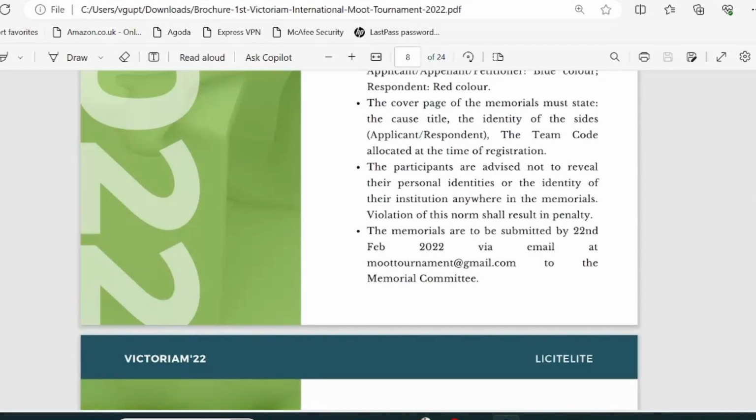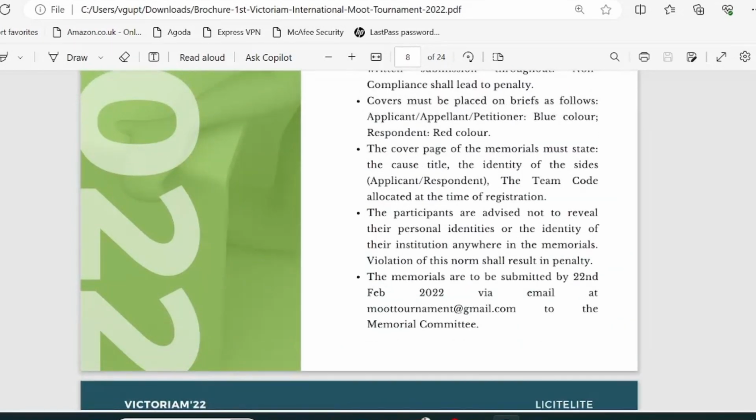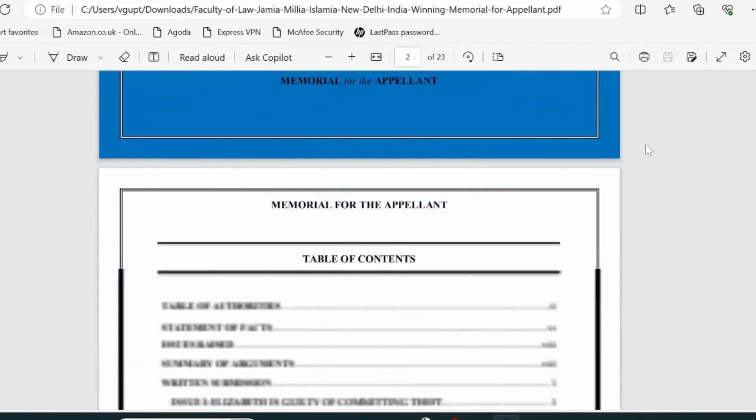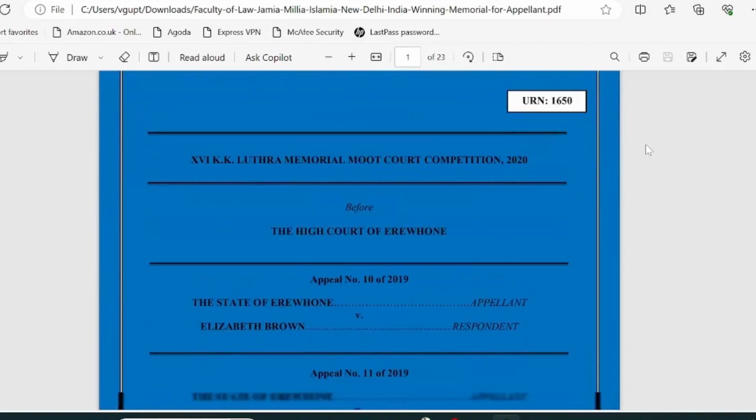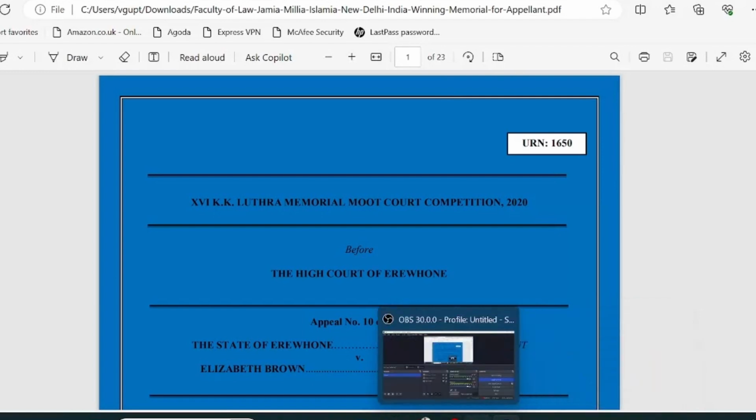Moving on, the parties are advised not to reveal their respective personal identities or the identity of their institution anywhere in the memorials. Violation of this norm shall result in penalty. So we are not allowed to mention it anywhere कि हम किस कोर्ट की तरफ से. यहाँ पर भी it's only here you can see faculty of Jamia Millia Islamia, but अंदर you will not find anywhere कि कॉलेज का नाम कहीं भी mentioned हो. This is not completely allowed.